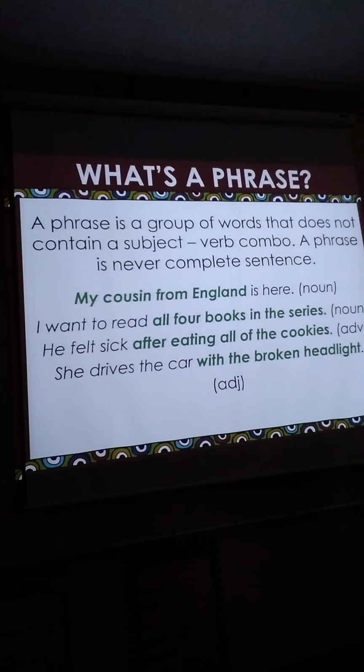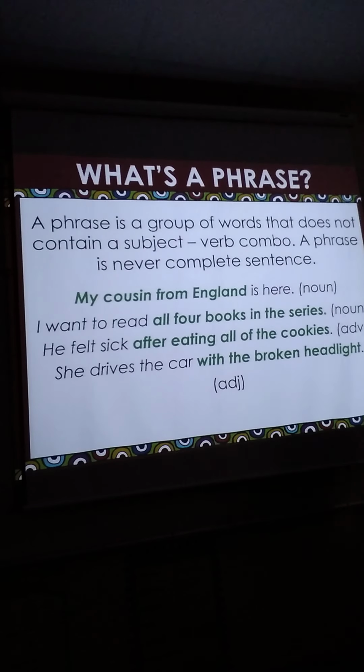And then the third one, he felt sick, that is a complete sentence on its own. He felt sick, that could stand alone. That would be a complete sentence, that would be a simple sentence. But if you have the adverb, you would have to add the adverb to a complete simple sentence. And then same thing here. She drives the car. That's a simple sentence. So you have your subject and verb in this example, but again with the adjective, you have to connect that adjective to a simple sentence.